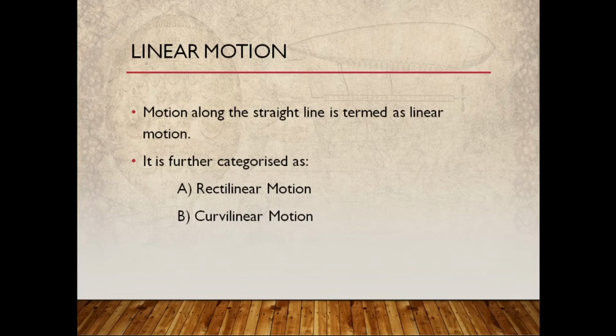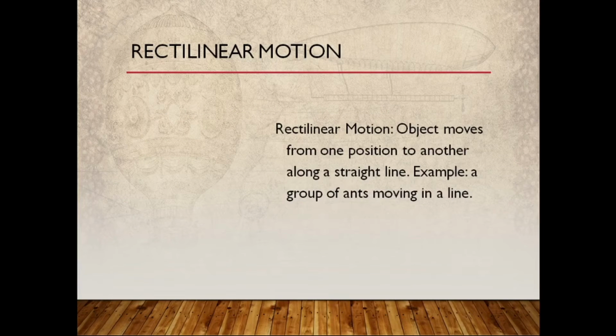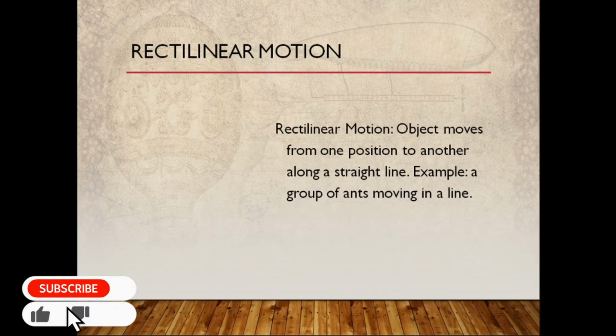Now, what are these two types of motion? Let me tell you. The first one is rectilinear motion. When an object moves from one position to another along a straight line, it is said to be in rectilinear motion. That means it is not changing its direction, it is moving in a straight line. So that object is said to be in rectilinear motion. You might have observed a group of ants moving in a straight line. That means these ants are in rectilinear motion.